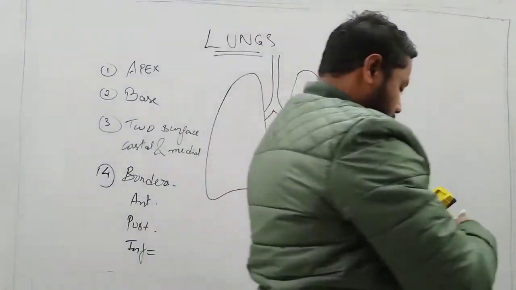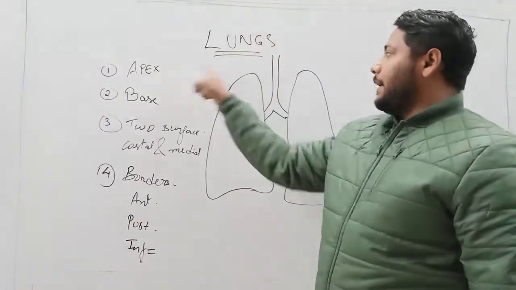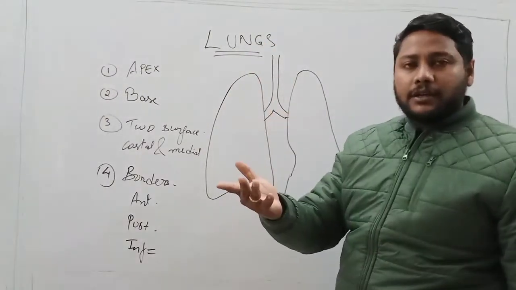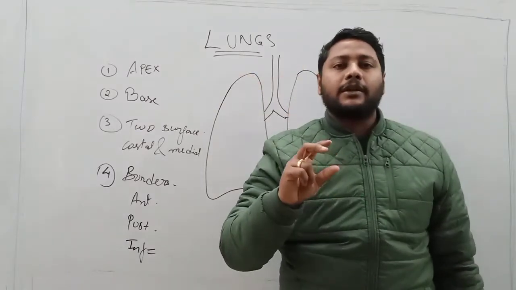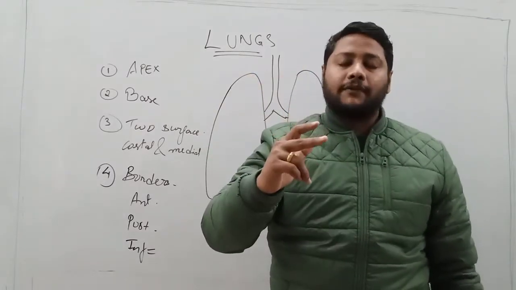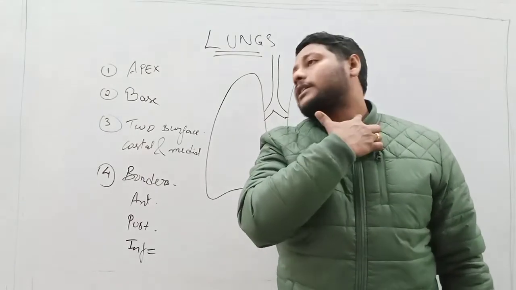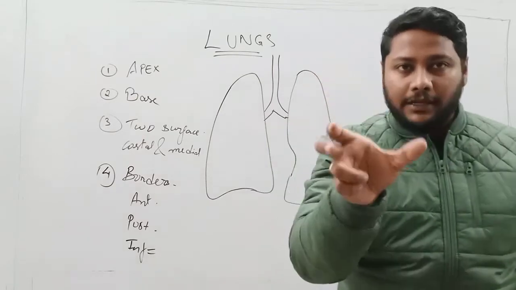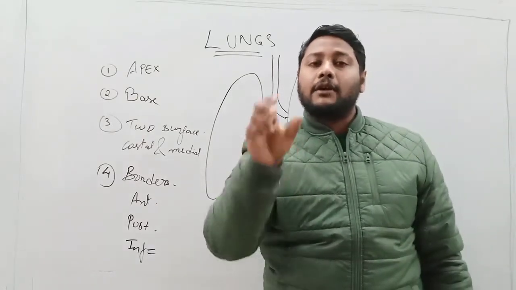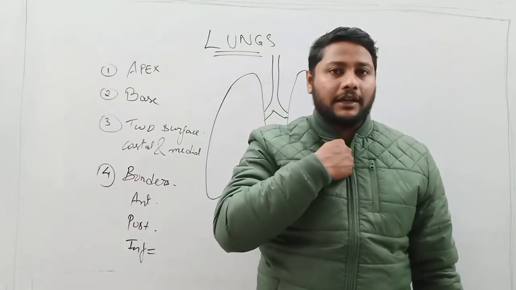Okay. So grossly, a lung consists of an apex, which is blunt in nature. Now one thing, this apex is situated roughly around 2.5 centimeters above the middle one-third of the clavicle. So it is situated somewhere in the neck. The apex is blunt, and it is situated around 2.5 centimeters above the middle one-third of the clavicle.